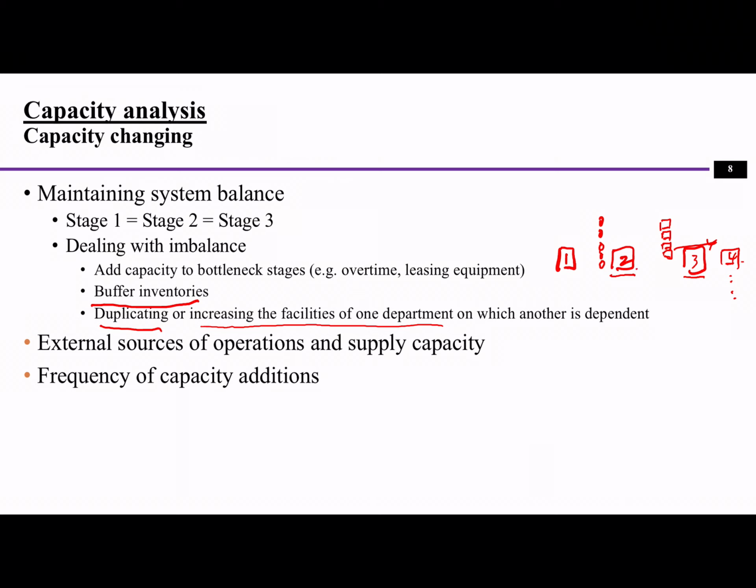Another one is duplicating or increasing the facilities of one department. So this means that if for this process, 1, 2, 3, 4, well, if 2, for example, needs 8 minutes, while 1 only needs 4 minutes, and 3 maybe 4 minutes, and 4 maybe only needs 3 minutes. Well, because process 2 has a really long processing time, then what we can do is we can split 2 into maybe 2-1 and 2-2. And each of the operations will only need 4 minutes.